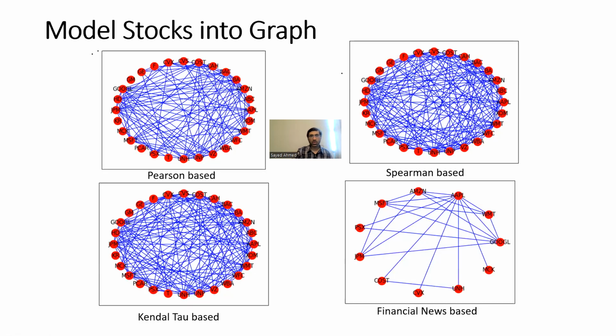Now, these are the graphs that I built. Pearson correlation based: if the correlation is greater than 0.5, then there is an edge between two stocks. For Spearman, if it is greater than 0.4, for Kendall, if it is greater than 0.3. And for financial news, if the stocks are mentioned in the same article, we create an edge with weight 1. If two stocks are mentioned in 20 different articles, then we get weight 20 for that particular edge, right? I did not show the edge weight, but yeah, the weight is there. Financial news is the last one.